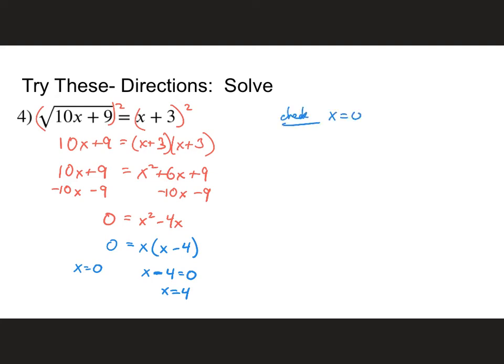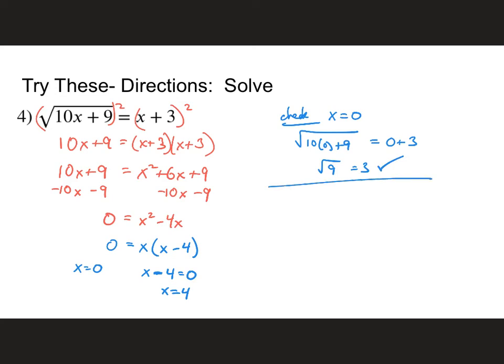Let's check x equals 0 first. That's the square root of 10 times 0 plus 9. Does that equal 0 plus 3? Let's see. 10 times 0 is 0, so I'm left with just the square root of 9. That does, in fact, equal 3. So 0 is a solution.